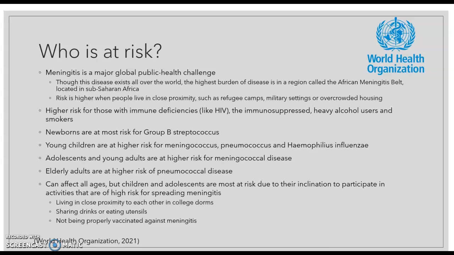Different age groups are more at risk for different types of meningitis, as listed on this slide, with children and adolescents at more risk due to high-risk behaviors, such as living in close proximity to each other, like in those college dorms, sharing drinks or eating utensils, and not being properly vaccinated against meningitis.